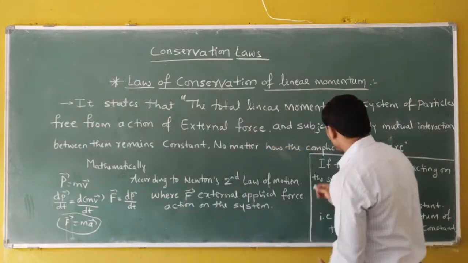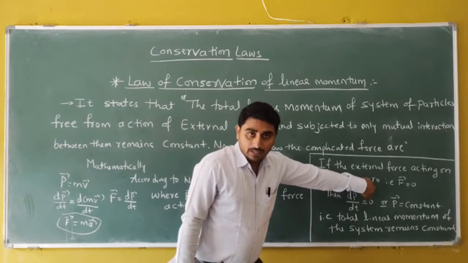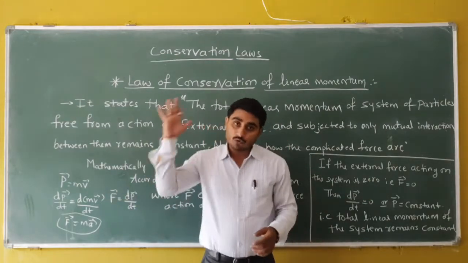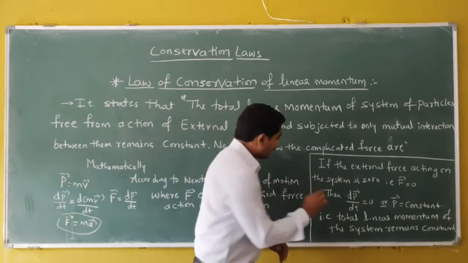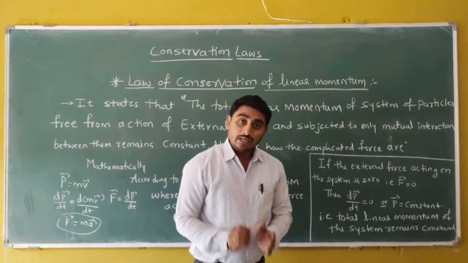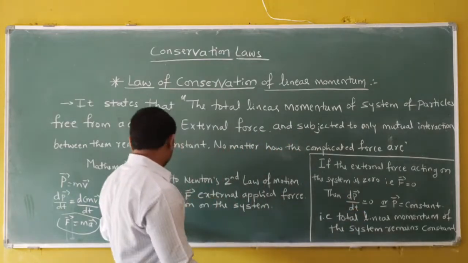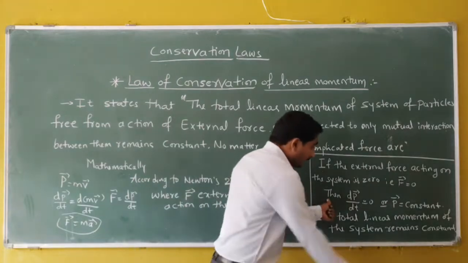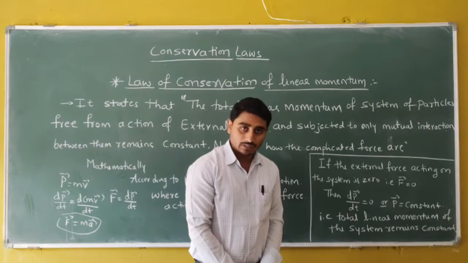Now if the external force acting on the system is 0, right? Here there is a system, okay, on that system the external force acting on that body is 0. So if external force is 0, then automatically F is 0, right? If F is 0, then dp divided by dt, here F is equal to dp divided by dt, right? And now here F is 0 means dp divided by dt is equal to 0, right?